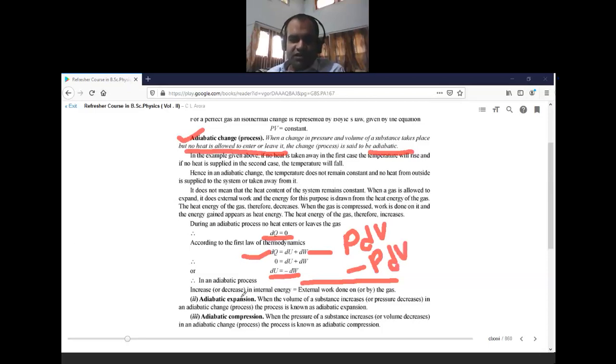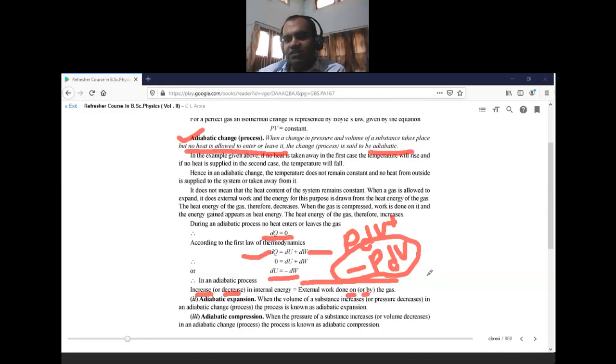So here you see, an increase in internal energy will result in work done on the gas. Work done on the gas means it will be a negative quantity, minus PdV, minus dW. When internal energy decreases, that is negative dU, it will be positive dW. That means work will be done by the gas. Work done by the gas means it will be positive, plus PdV. So these things you should remember.